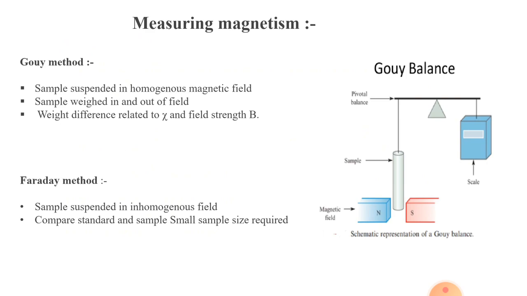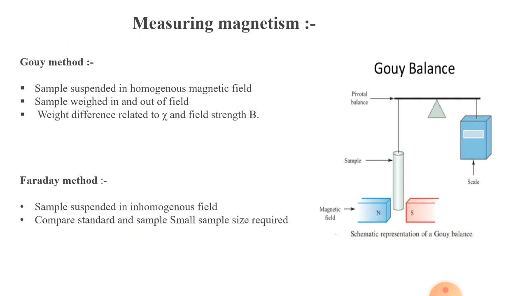The sample is weighed in and out of the field. The weight difference is related to chi and the field strength B. The Gouy method is a very simple method, but in this method, we have to take a large amount of the sample. The second thing is that when a small oxidation occurs, we cannot calculate the exact value of the magnetic behavior.